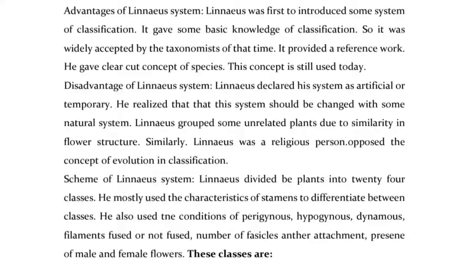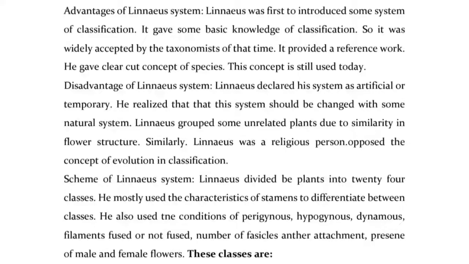Scheme of the Linnaeus system. Linnaeus divided plants into 24 classes. He mostly used the characteristics of stamens to differentiate between classes. He also used conditions of perigynous, hypogynous, didynamous, filaments fused or not fused, number of fascicles, anther attachment, and presence of male and female flowers.